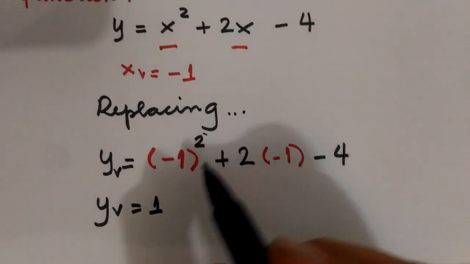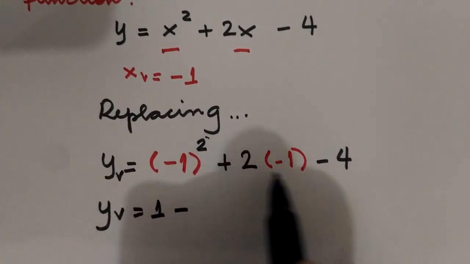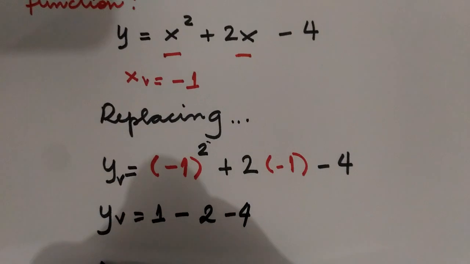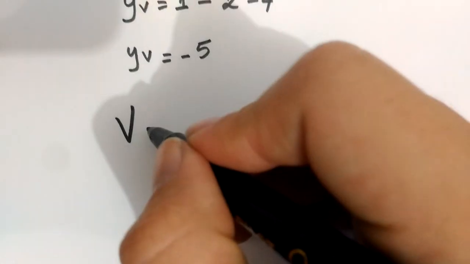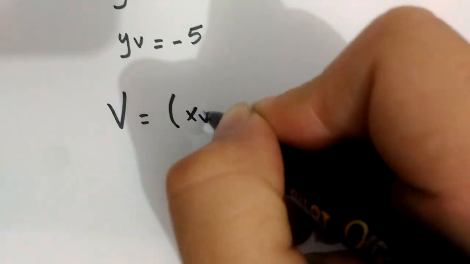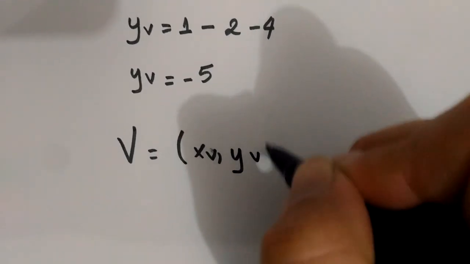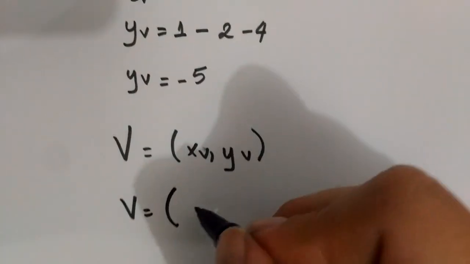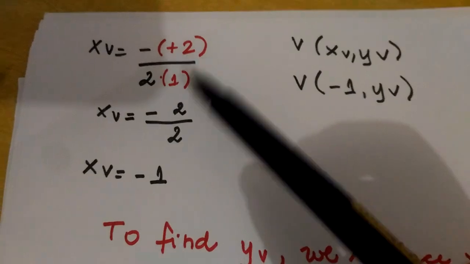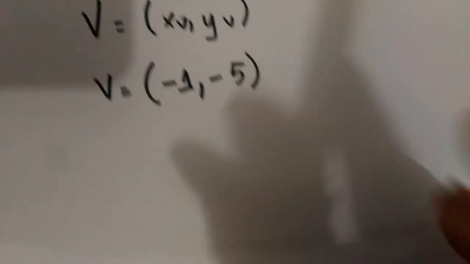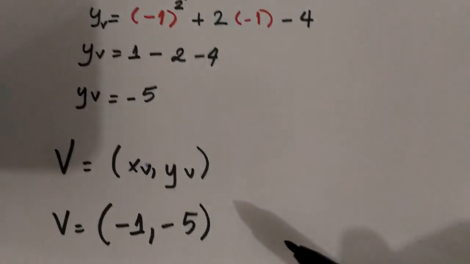-1 squared is going to be +1. Positive with negative is going to be negative. 2 times 1, 2, minus 4. yv is -5. So I found that my vertex, which was x vertex, y vertex, is now -1 that I had already found, and -5 that I just found from replacing the xv from the formula in my function. Is that hard?